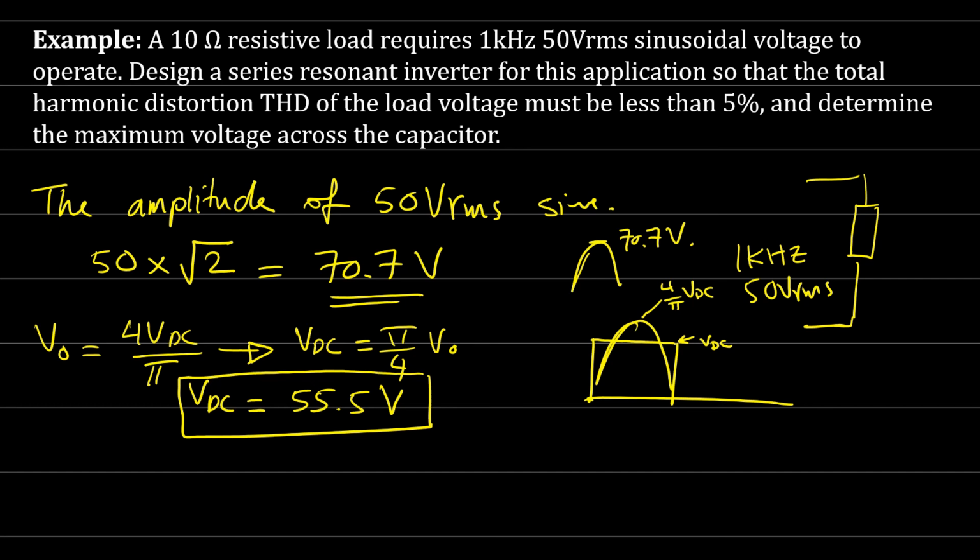We know the input voltage DC value, which is how much? 55.5. Now what other information do we have? The question says we must design this inverter to make sure that the total harmonic distortion is less than 5%. So we can say that the total harmonic distortion by definition is equal to how much?